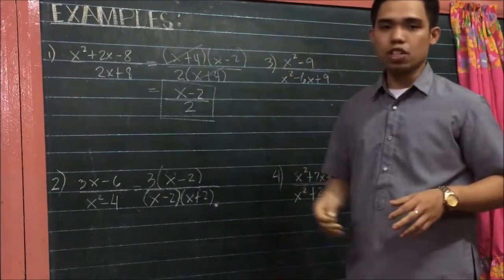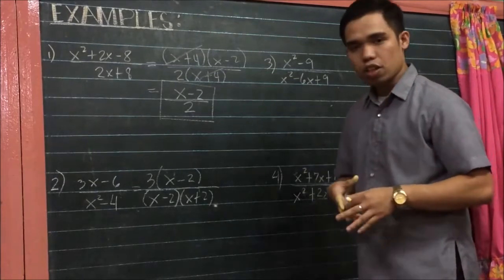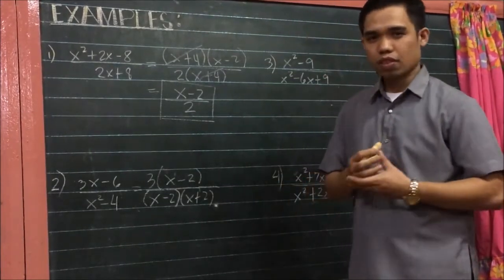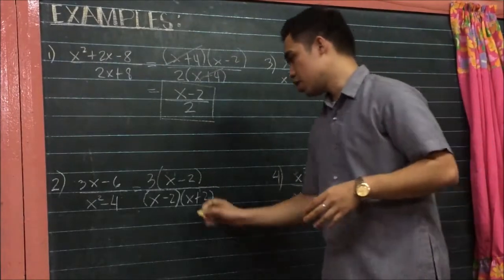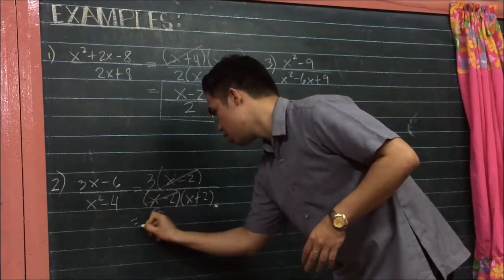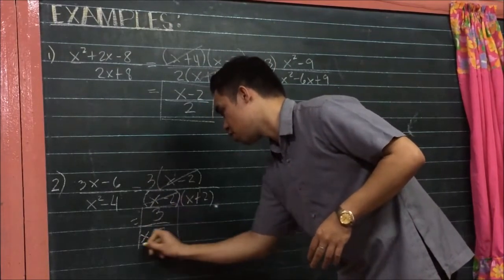So we're done with the first step, factoring the expression. And now let's cancel out if there's something to cancel. So is there something to cancel? Okay, very good. It's x minus 2. So it will be 3 over x plus 2. And that is the simplified form.